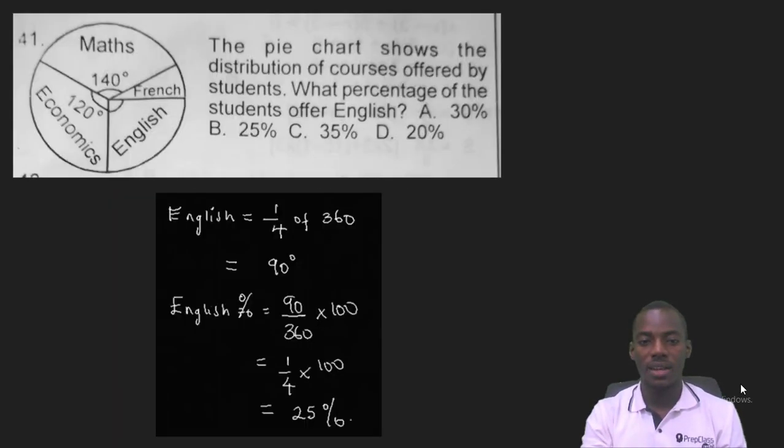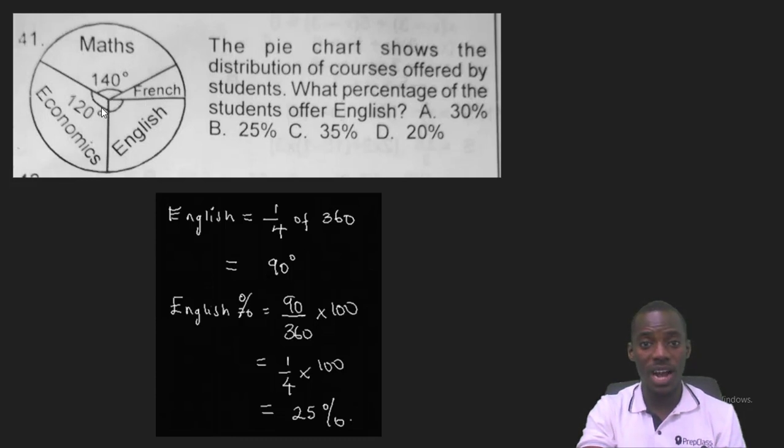Pie chart. Now let's see this question. The pie chart shows the distribution of courses offered by students. What percentage of the students offer English? Now you can see that the English is actually 90 degrees because it is actually a quarter of the entire circle, right? The people who set this question know what they are setting. Now actually they didn't give a number for English, but the way it was drawn, you have to see that this is actually 1/4 of the circle.